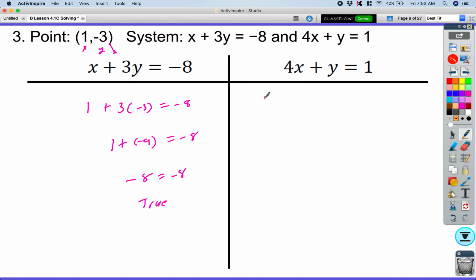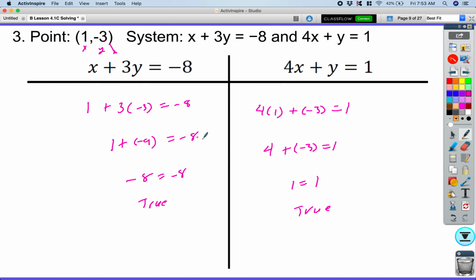Now over here, we're going to do the same thing. We're going to have 4 times 1 plus negative 3 equals 1. This would give me 4 plus negative 3 is equal to 1. And this would give me 1 equals 1. And that is a true statement as well.